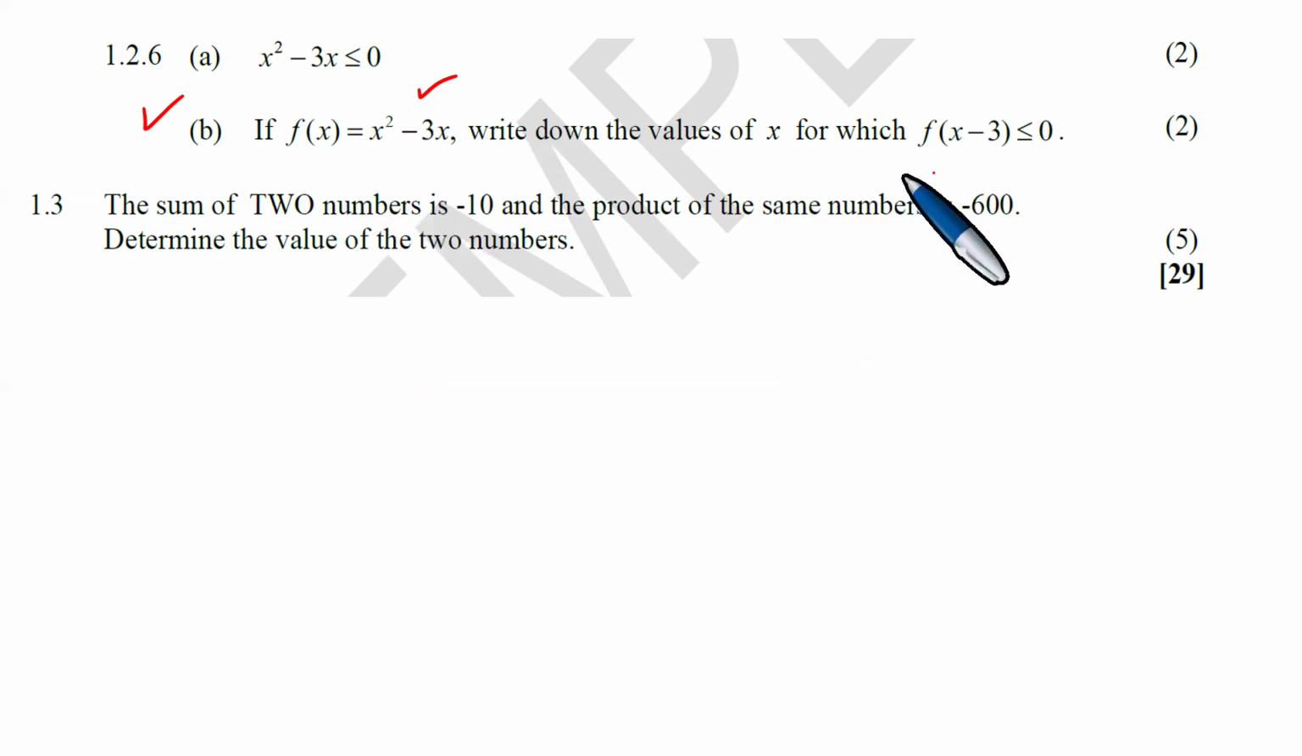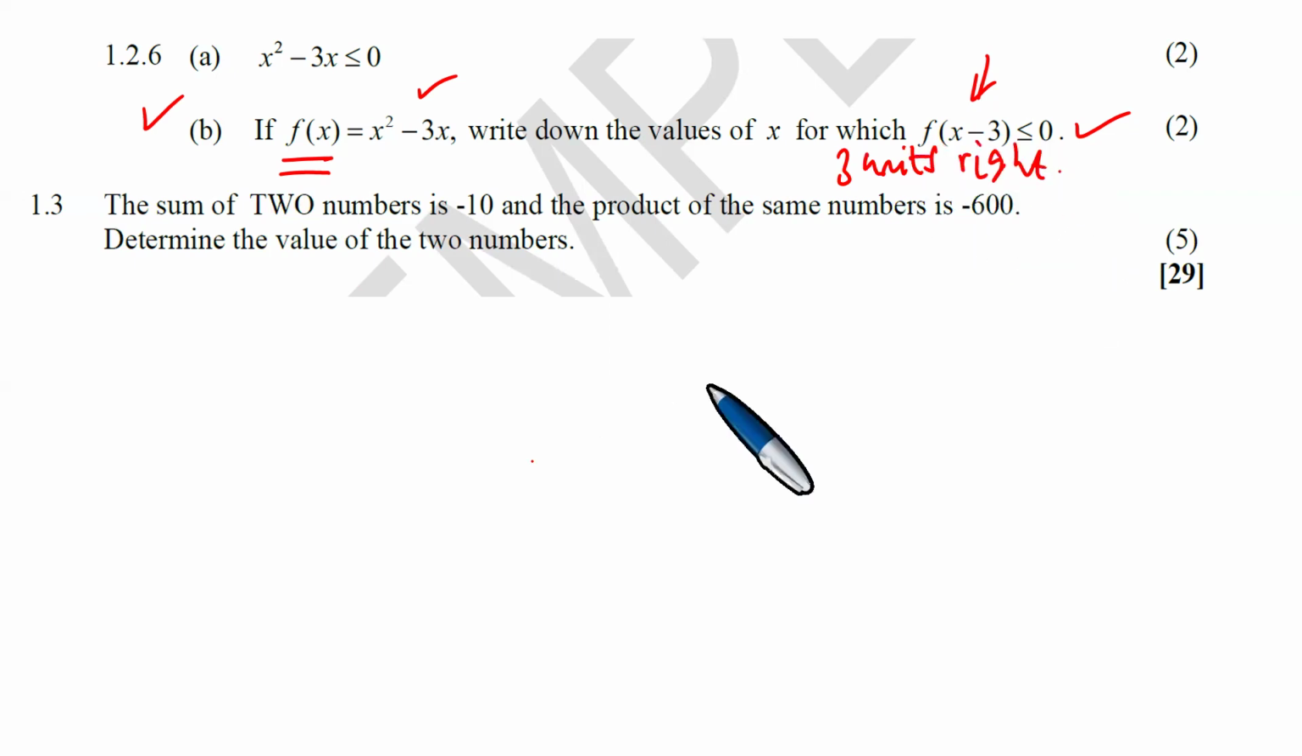Write down the values of x for which the parabola translated. But you see, it is f of x here, but here x is replaced by x minus 3, which is actually a translation of the parabola by 3 units to the right. Okay, if it's 3 units to the right, then we have the following.